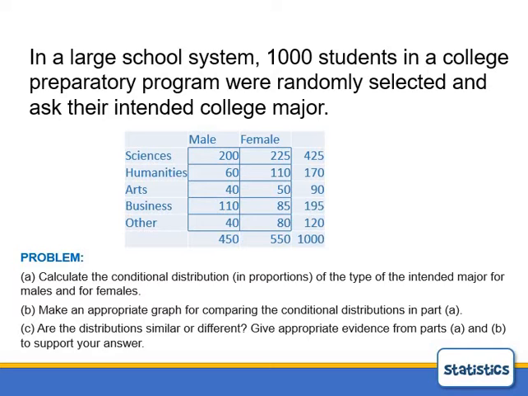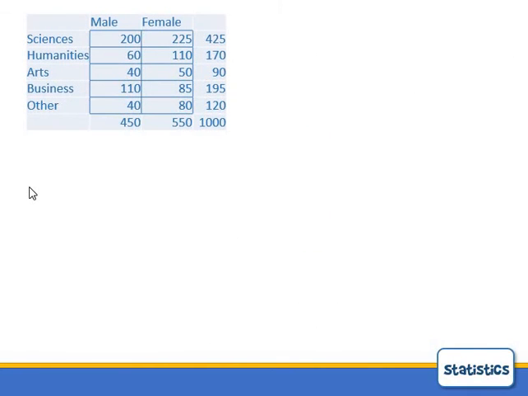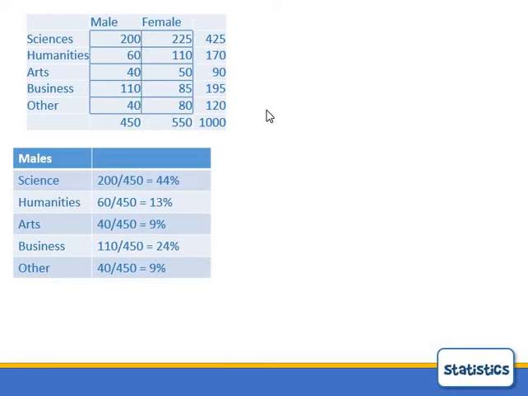So we're going to calculate the conditional distributions, in proportions, of the type of intended major for males and females, make an appropriate graph for comparing these conditional distributions, and in part C, summarize: are there differences or similarities, using parts A and B to support that. Okay, so we have our two-way table, which sometimes has the totals out here, sometimes not, but we have our data in the two-way table.